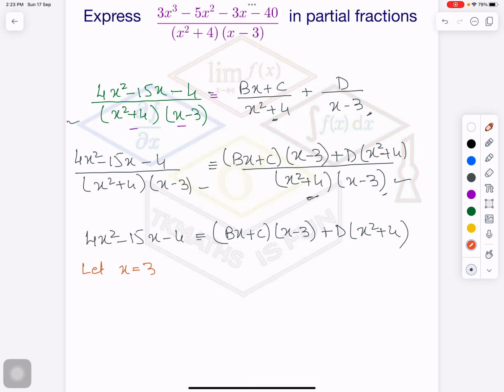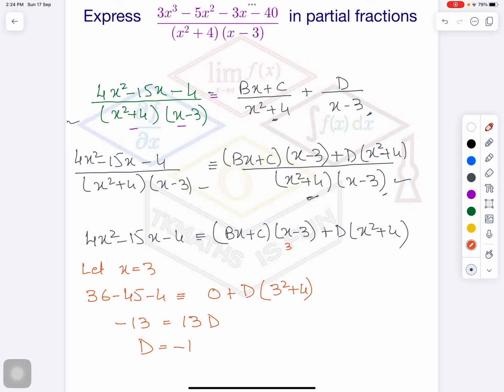Okay, and you will substitute all the way from here till here. So now I'm plugging in the value 3 here. 3 square times 4 is 36. 15 times 3 is 45 minus 4. This will become 0 because 3 minus 3 is 0, plus d and 3 square plus 4. Okay, so this is minus 13 is equals to 13d. So d equals to minus 1. You got one value immediately.